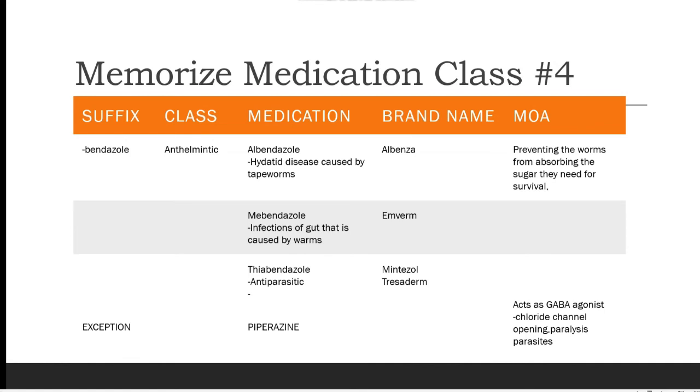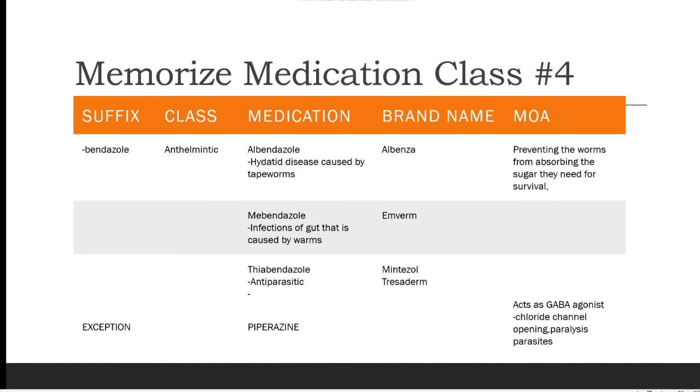The mechanism basically makes them starve for energy, and they can't reproduce, they can't get the necessary energy for survival. Just keep in mind that these medications don't work on eggs. They only work on adult worms or other types of worms. Like I said, albendazole works for hydatid disease caused by tapeworms. Mebendazole is for gut infections caused by worms, and thiabendazole is an antiparasitic agent.